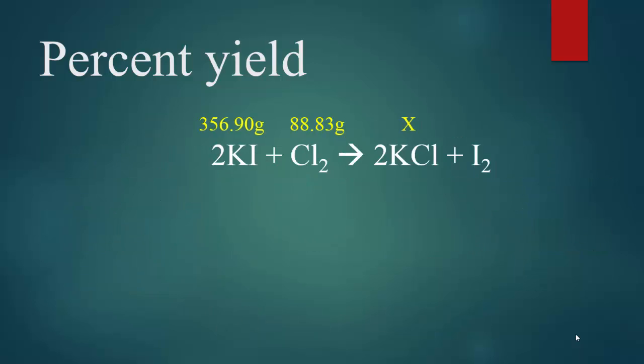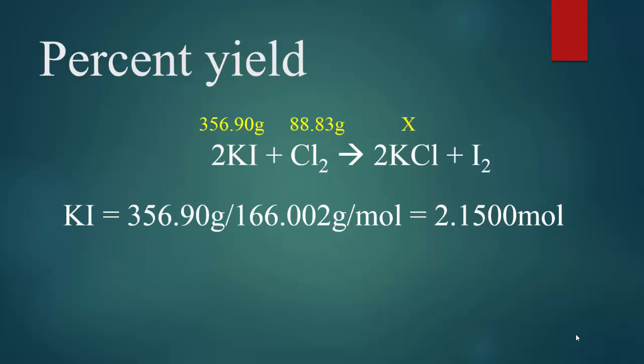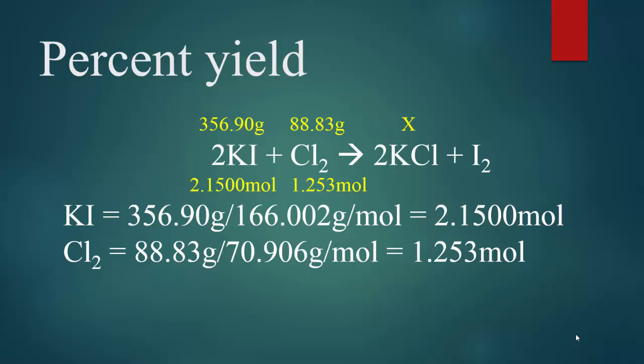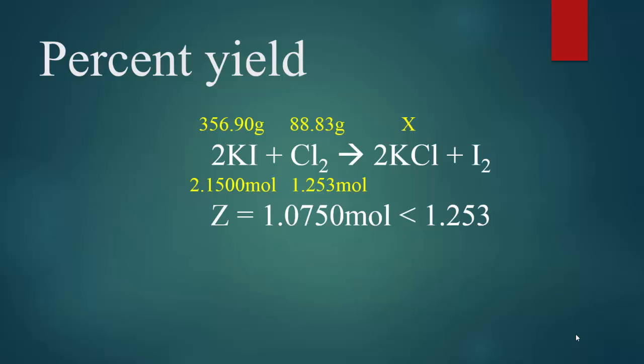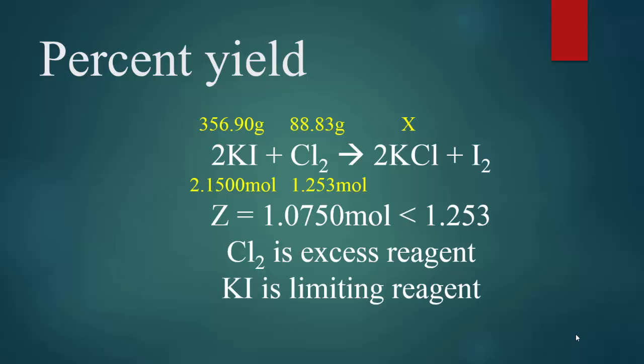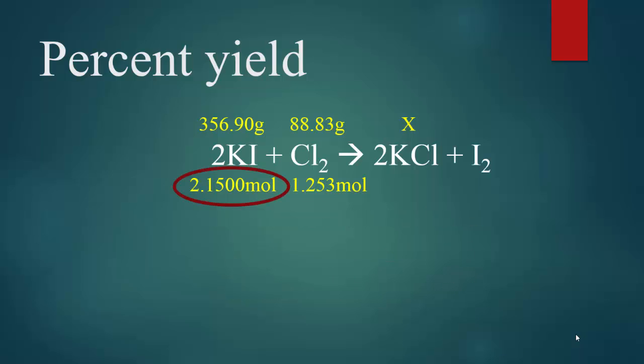Now, when we take a look at the equation, we notice that we have values for both of the reactants. So we need to determine if there's a limiting reagent. We've got 2.1500 moles of this. The chlorine has 1.253. We set up the ratio using the chloride for the Z. Z is 1.0750. That means chlorine is the excess reagent, because 1.075 is less than 1.253. So once again, chlorine is the excess reagent, which makes the KI the limiting reagent. So I'm going to circle that because all the stoichiometry is based upon that.